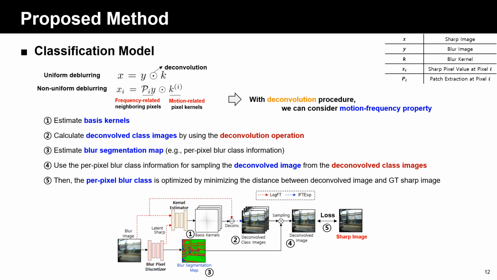Here, one thing I would like to emphasize is that non-uniform deblurring inherently involves incorporating deconvolution between motion-related pixel kernels and frequency-related neighboring pixels. So our blur segmentation map is then influenced by this motion frequency property, resulting in a discretized image residual error which visually aligns with the image residual error.